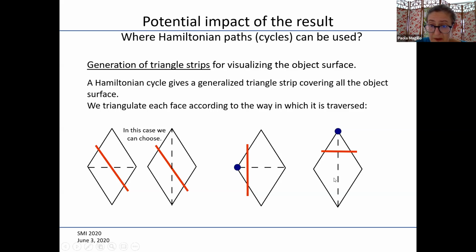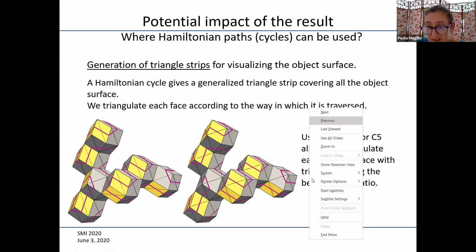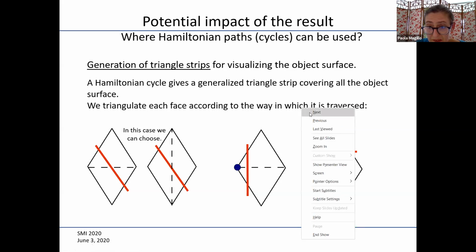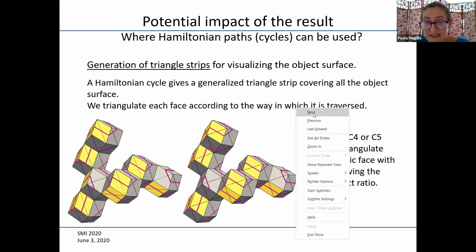If we use the cycle C4 or C5, we never have this situation, so we can always triangulate with the better aspect ratio of the triangles. Okay, next. And for example, we have this triangulation on this, the aspect ratio is better on the yellow faces. But other possibilities that we have not explored may be worth investigating.